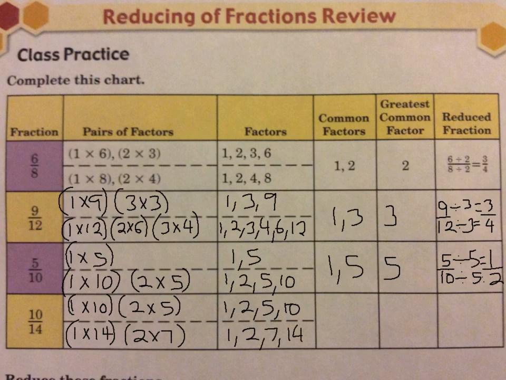Our common factors would be 1 and 2. So our greatest common factor is 2. Take our original fraction that we started with, 10 over 14. Divide both the top and bottom by the GCF, which is 2. Ten divided by 2 is 5. 14 divided by 2 is 7. And our answer is 5 over 7.